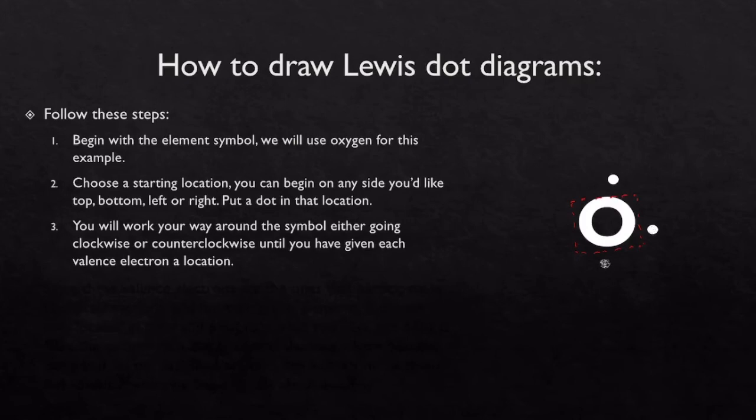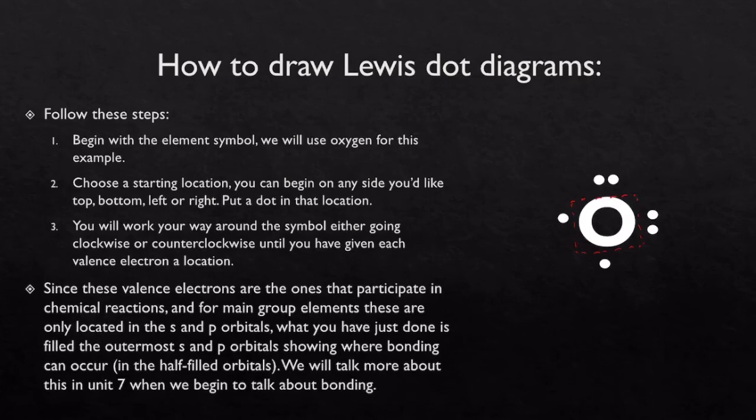All right, so I'm going to go ahead and put all 6 of my valence electrons on there. Once I have put at least one electron on each side, then I can start doubling them up. And since these valence electrons are the ones that participate in chemical reactions, for main group elements, these are only located in those s and p orbitals. So what we've just done is we've filled those outermost s and p orbitals, showing where chemical bonding can occur. And this only occurs in half-filled orbitals.